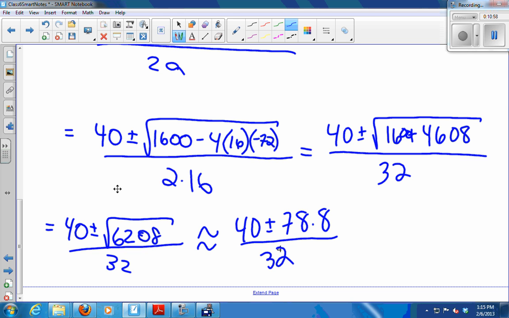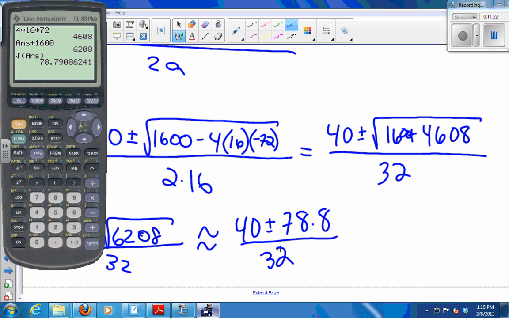But in a real life problem, like a falling body problem, when they ask you how long, you would give a decimal approximation, because if I said 40 plus the square root of 6,208 over 32 seconds, nobody would know what that meant, right? They'd be like, tell me approximately how long that is. So we give the approximate answer in real world situations.